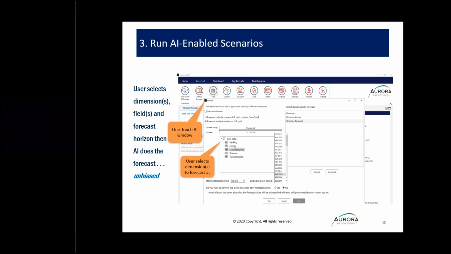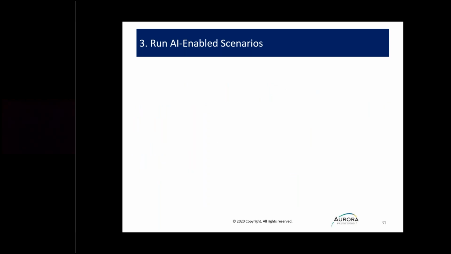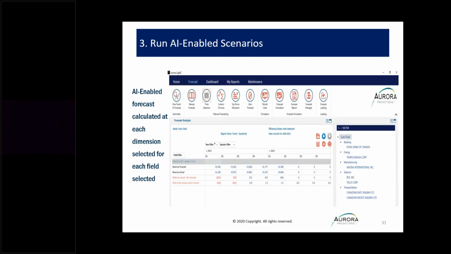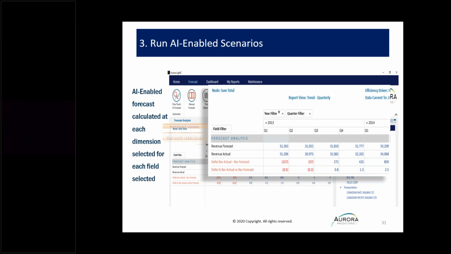And here I'm interested in forecasting all the segments of banking, energy, manufacturing, telecom, and transportation. And I'm interested in forecasting this field called revenue forecast. And I want to forecast, we can forecast up to 5 years. We're going to forecast out to March 2014. And what we're going to now see is the calculated dimensions, calculated forecast. And let's blow this up. And what we're going to find is our revenue forecast field has now been calculated.